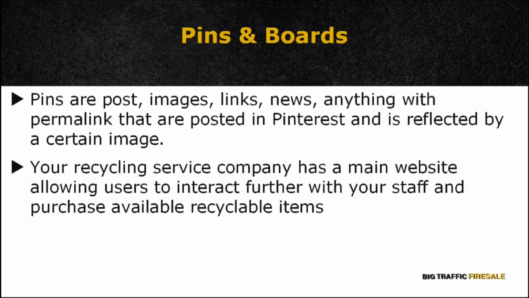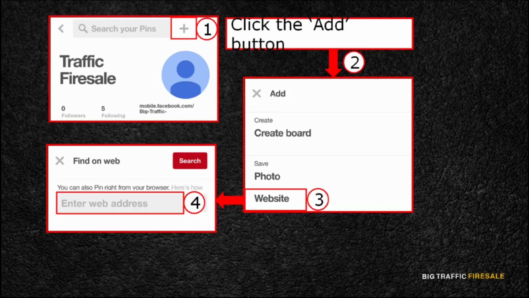Say, for example, your recycling service company has a main website allowing users to interact further with your staff and purchase available recyclable items. You want to promote users into buying this new recyclable notebook, and you link it to your Pinterest account. Step 1, go to your Pinterest profile page and click the Add button on the top right of the screen. You've got 3 options to choose from: a new board, add a photo, or website.